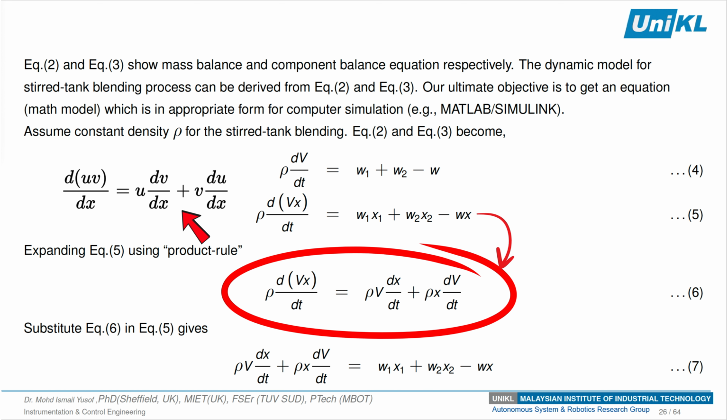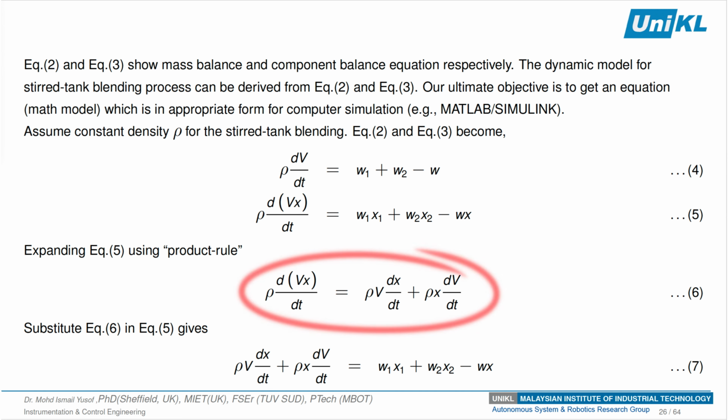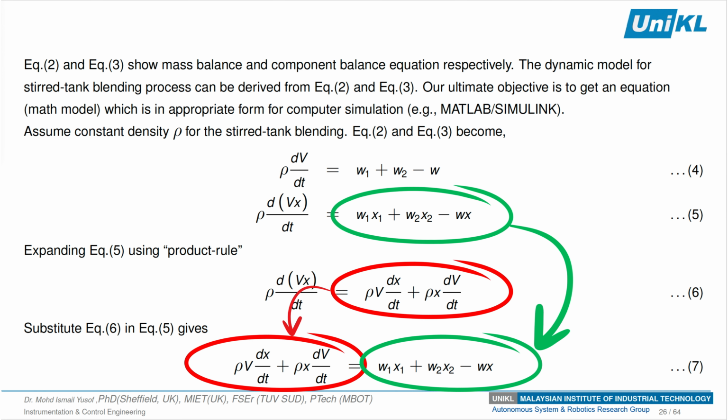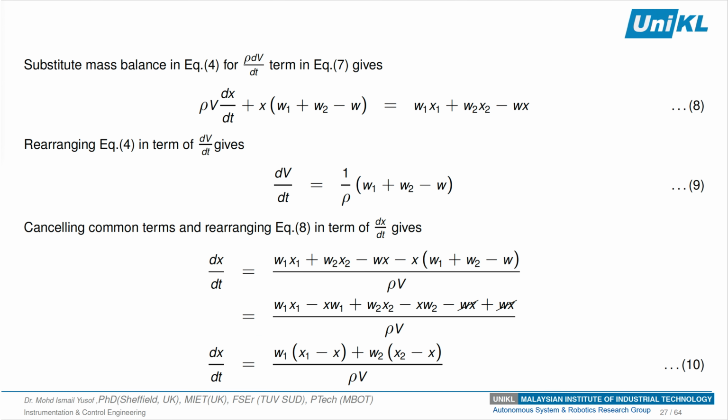Expanding equation 5 using product rule gives ρ d(Vx)/dt equal to ρV dx/dt plus ρx dV/dt. Substitute equation 6 in equation 5 gives ρV dx/dt plus ρx dV/dt equal to W1x1 plus W2x2 minus Wx. Substitute mass balance in equation 4 for ρ dV/dt term in equation 7 gives ρV dx/dt plus x times (W1 plus W2 minus W) equal to W1x1 plus W2x2 minus Wx.